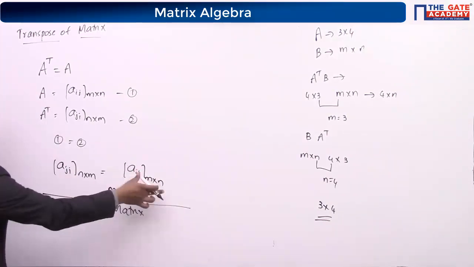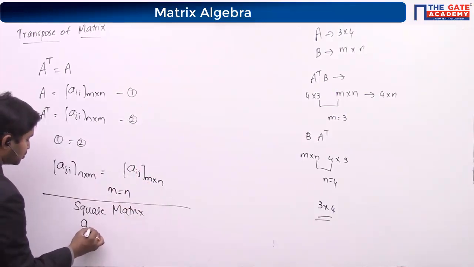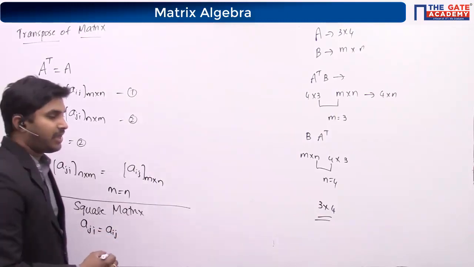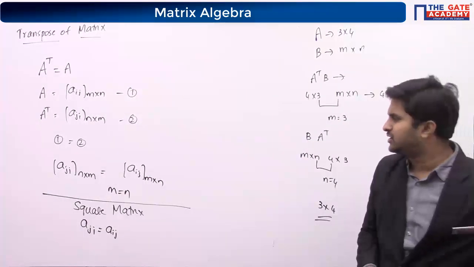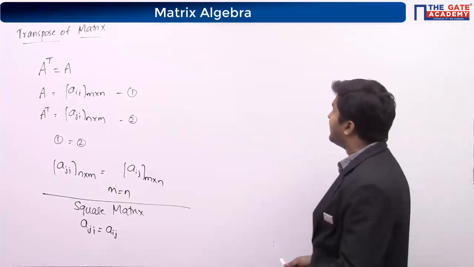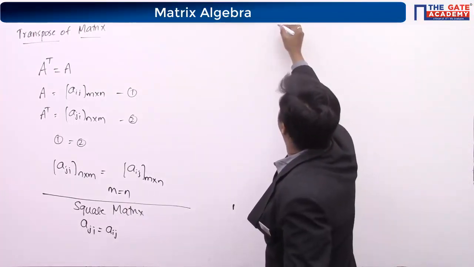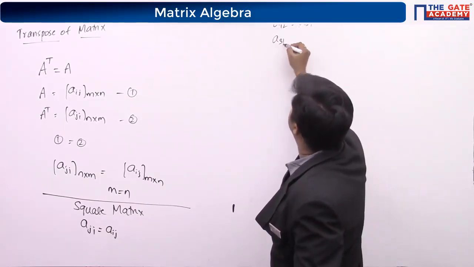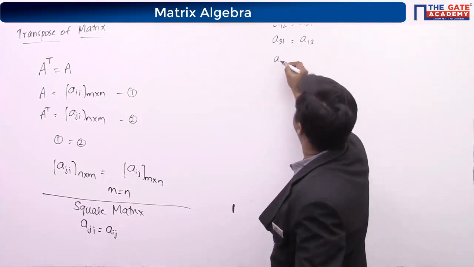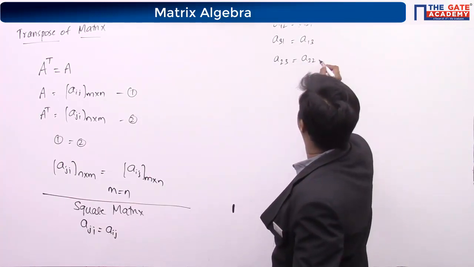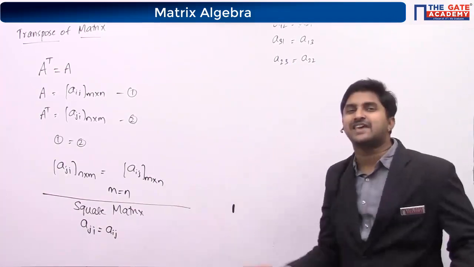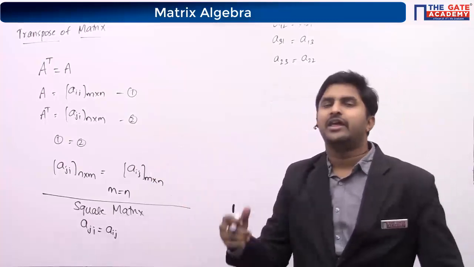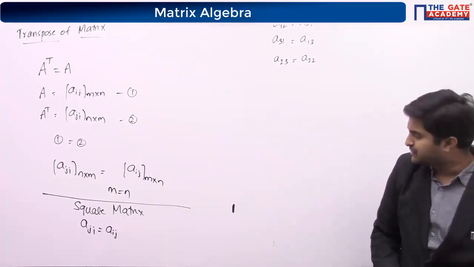Now, once it is accepted it's a square matrix, then you should also satisfy the condition that Aji should be equal to Aij. It means that if I take the value of A12, it should be equal to A21. If I take the value of A31, it should be equal to A13. If I take the value of A23, it should be equal to A32. If both i and j are the same, which are principal diagonal elements, A11 is equal to A11, A22 is equal to A22, A33 is equal to A33.